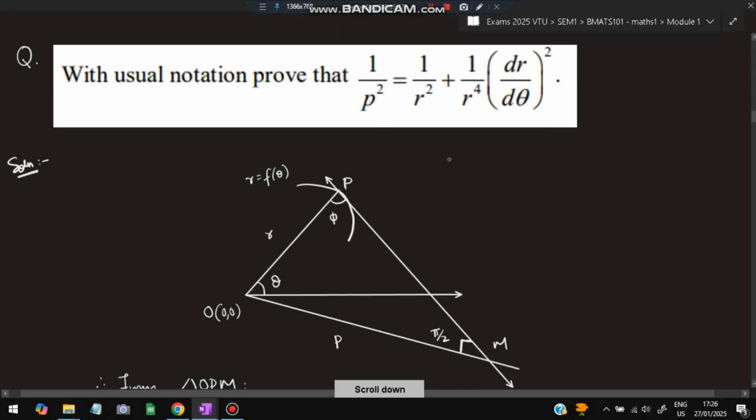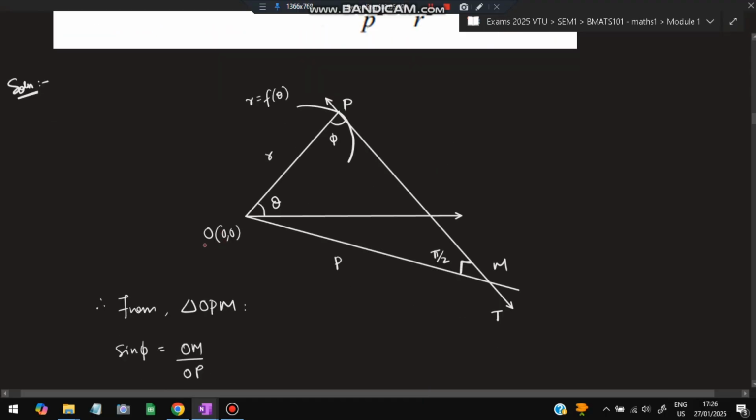Okay, again very simple. You just have to make one diagram here. Starting point you will take as O, which you will mark as 0 0. Again there will be a curve passing from here, and this angle will be called theta, and this angle will be called phi. Instead of this angle as we did previously, we will be extending this line till this point, and this point will be called T. This is the tangent, and this point is called M. And P will be as usual here only, and P is the point here.